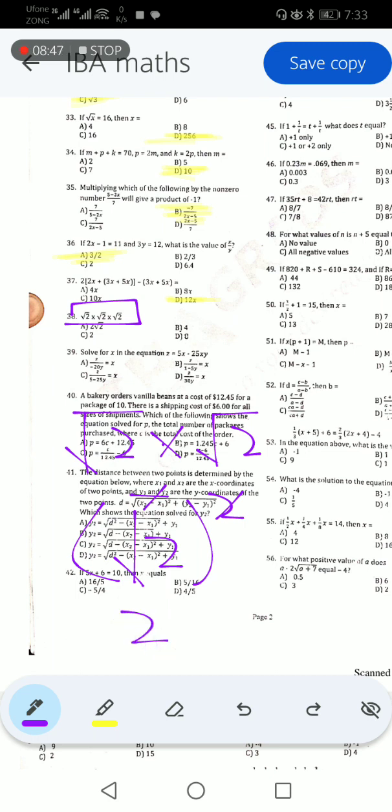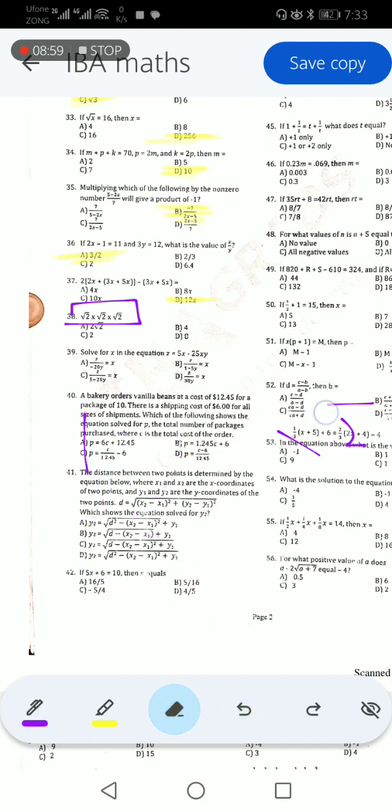But here 3 under roots are given. That probably means there is another under root, so it will be separately multiplied. So our answer will be 2 under root 2. Is there any option like 2 under root 2? If there is, that's the correct option. Yes, there is. So that's the correct option. A is the correct option. Let's move on to another question.